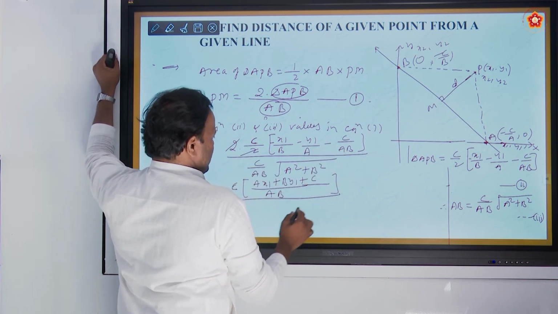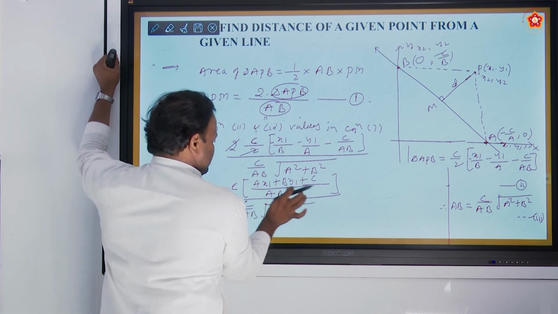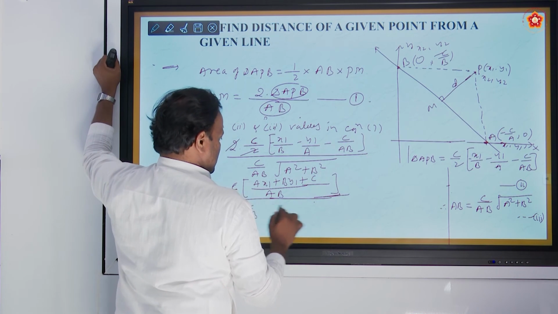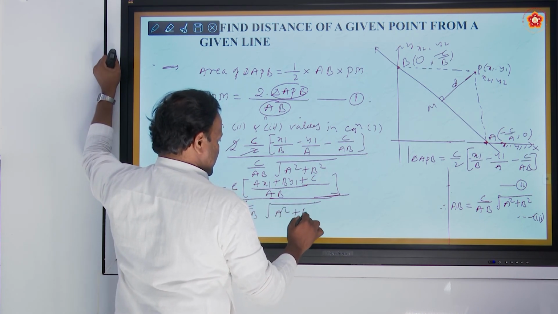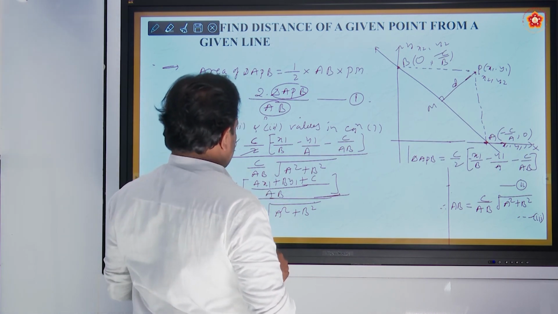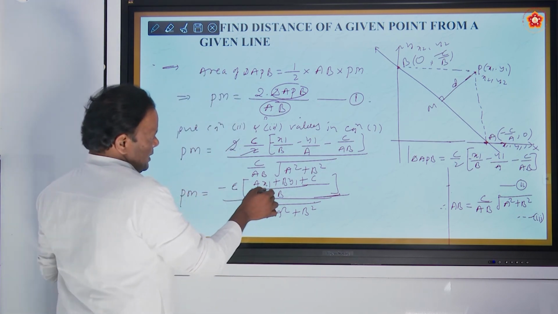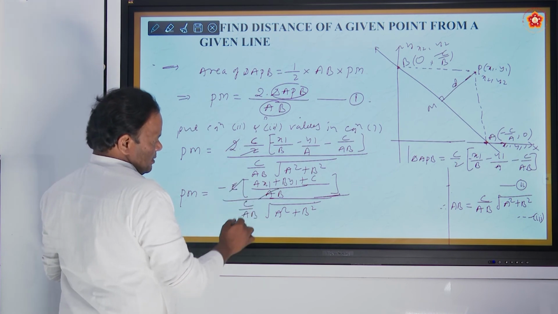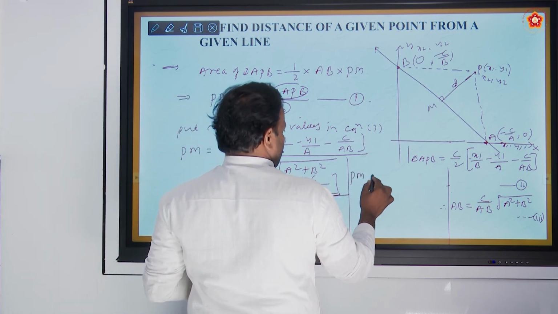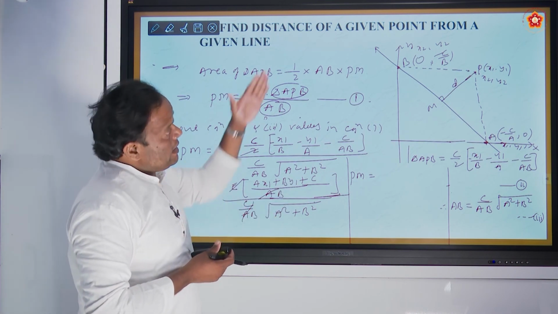Whole dividing by this one, C by AB square root of A square plus B square. Observe here. I think you take AB outside also. This C by AB gets cancelled here. Correct? This you take AB outside, here is C by AB, this C by AB gets cancelled. What is remaining finally? PM is equal to minus AX1 plus BY1 plus C dividing by root of A square plus B square. This is the length of perpendicular.